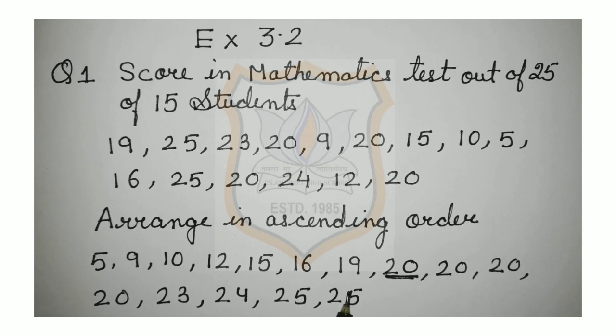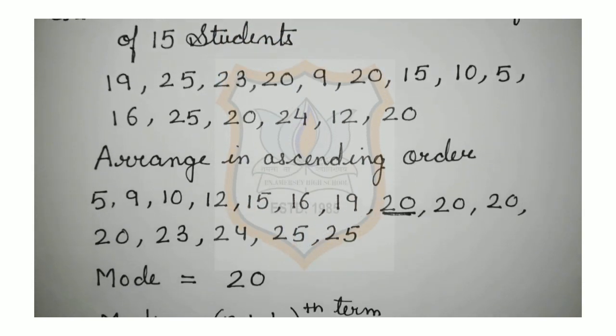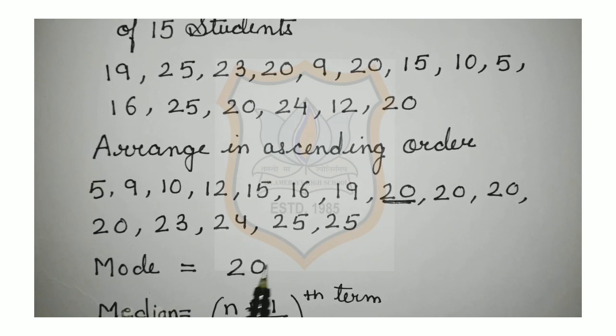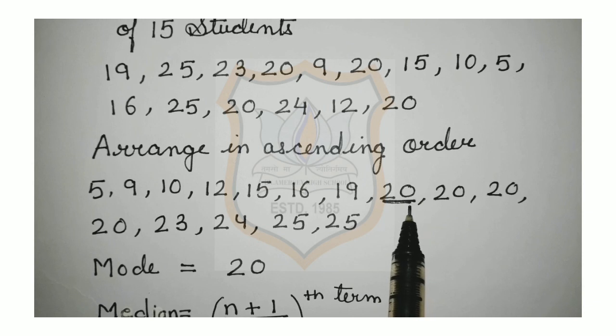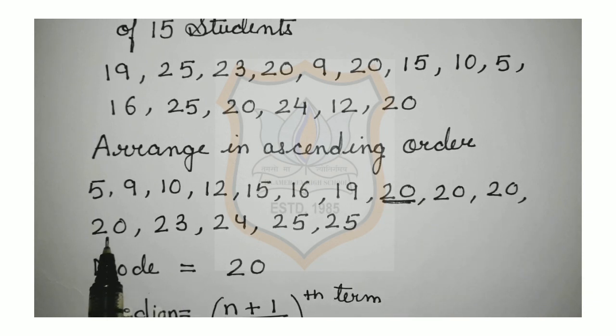Now I have to calculate the mode. Mode is equal to 20 because this 20 is occurring more often. It is occurring 4 times: 1, 2, 3 and 4. So the mode of this question is 20.